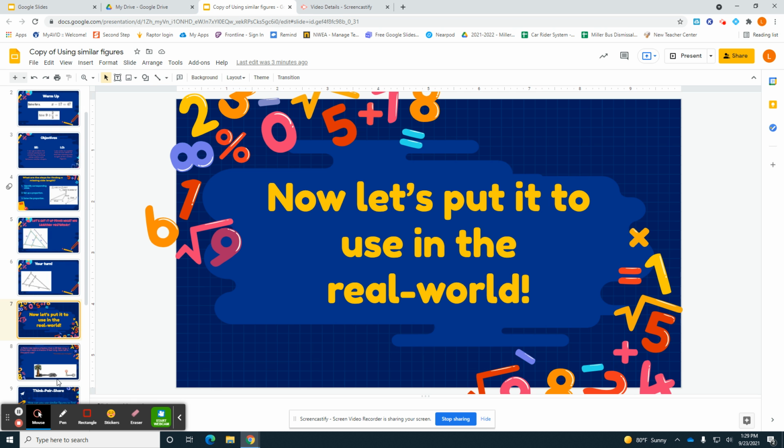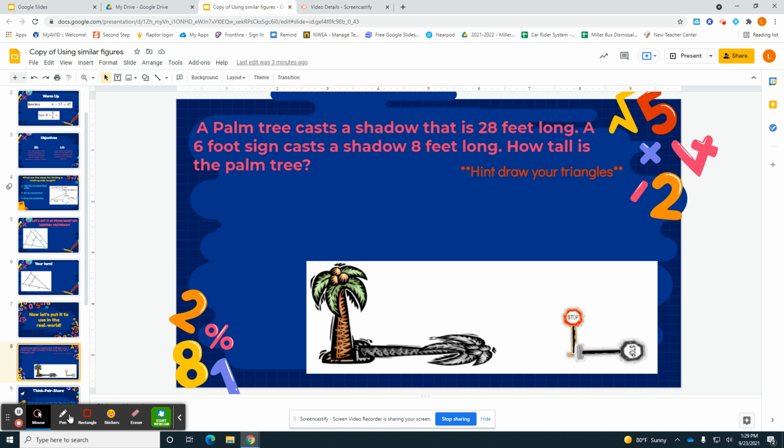So it says, now let's put it into use in the real world. So now we're going to look at some real world problems, how you would actually be able to use this in the real world. Okay, so this is our first problem. It says, a palm tree casts a shadow that is 28 feet long. A 6-foot sign casts a shadow that is 8 feet long. How tall is the palm tree?